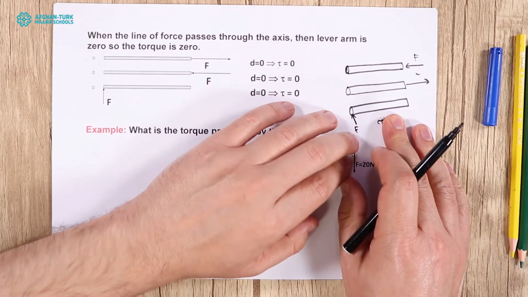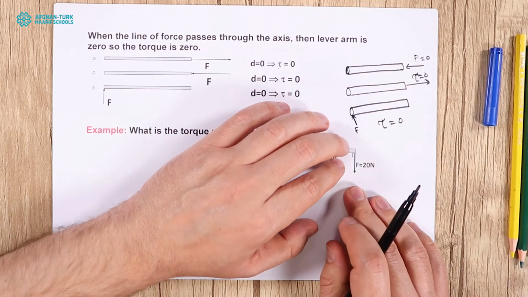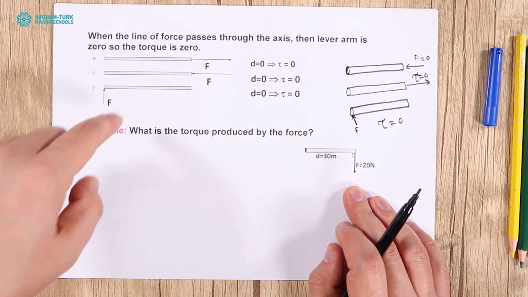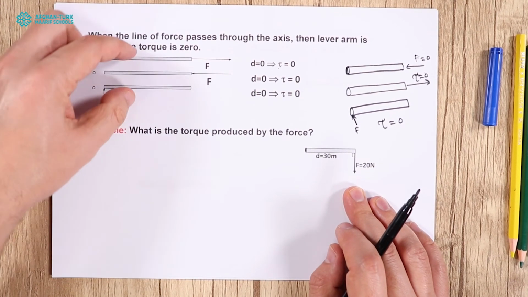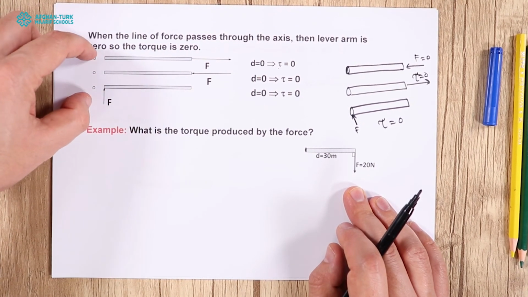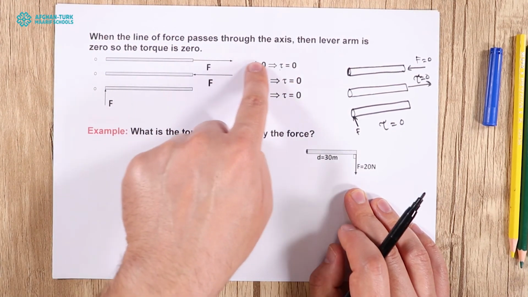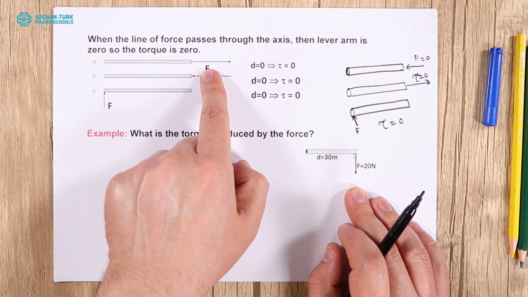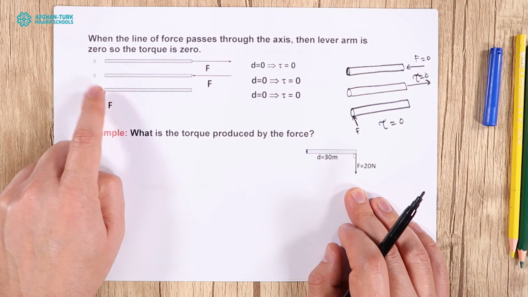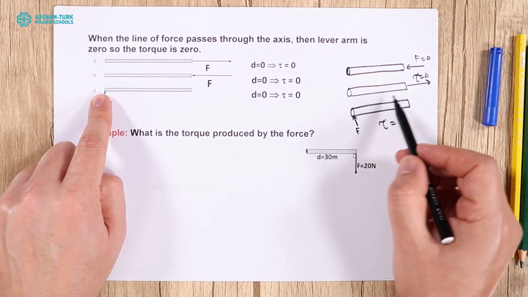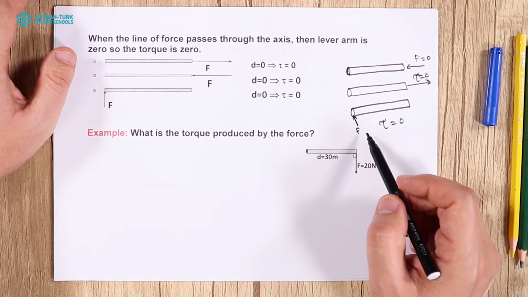So the torque will be 0 under three conditions. The first one, if the force is 0 or if the distance is 0. The second, where the force is parallel or anti-parallel to the distance. And the third one, where the force is applied exactly on the turning point, which I already drew. So under these three conditions, the torque will be 0.